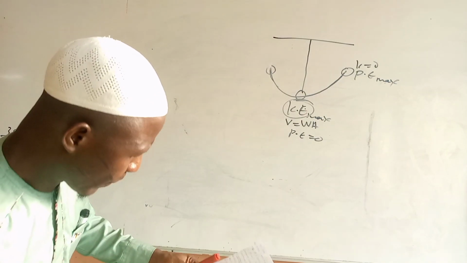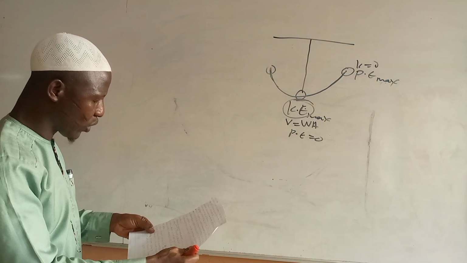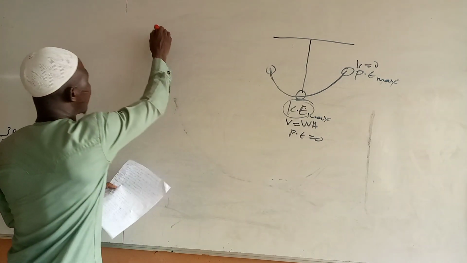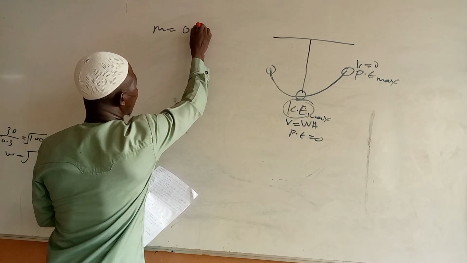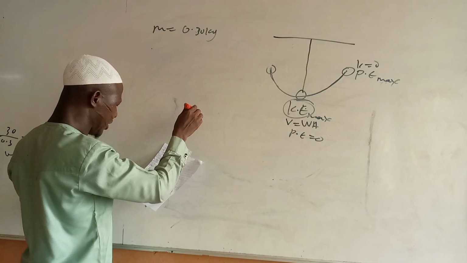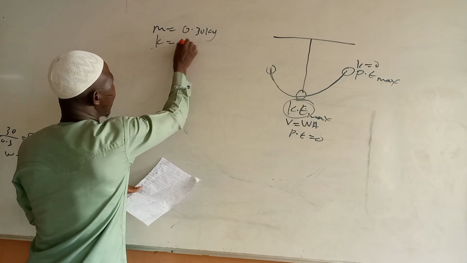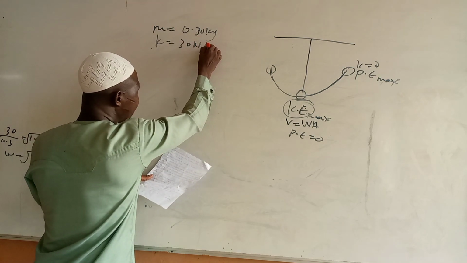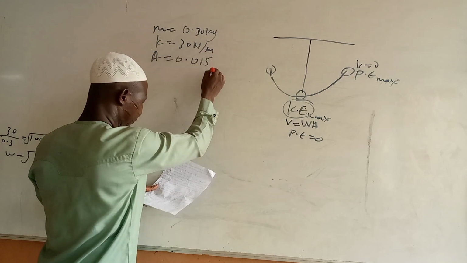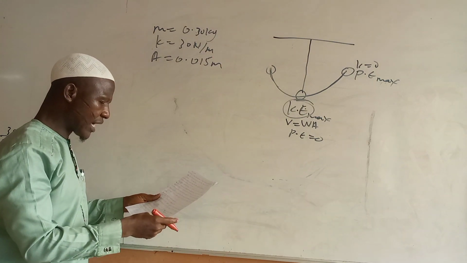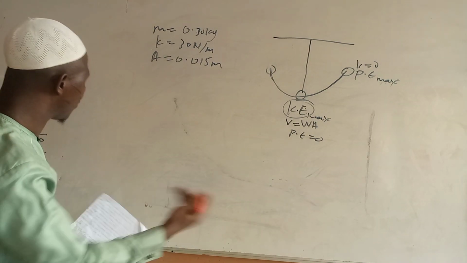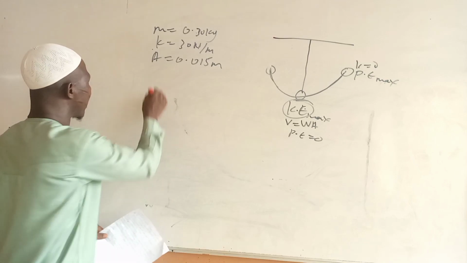Simple. Then after that, under that C, we are told that M is equal to 0.30 kilogram and K is equal to 30 Newton per meter. That is maximum displacement, A is equal to 0.015 meter. That is amplitude. Calculate the maximum kinetic energy of the system. What we just need is the same formula. Maximum kinetic energy.